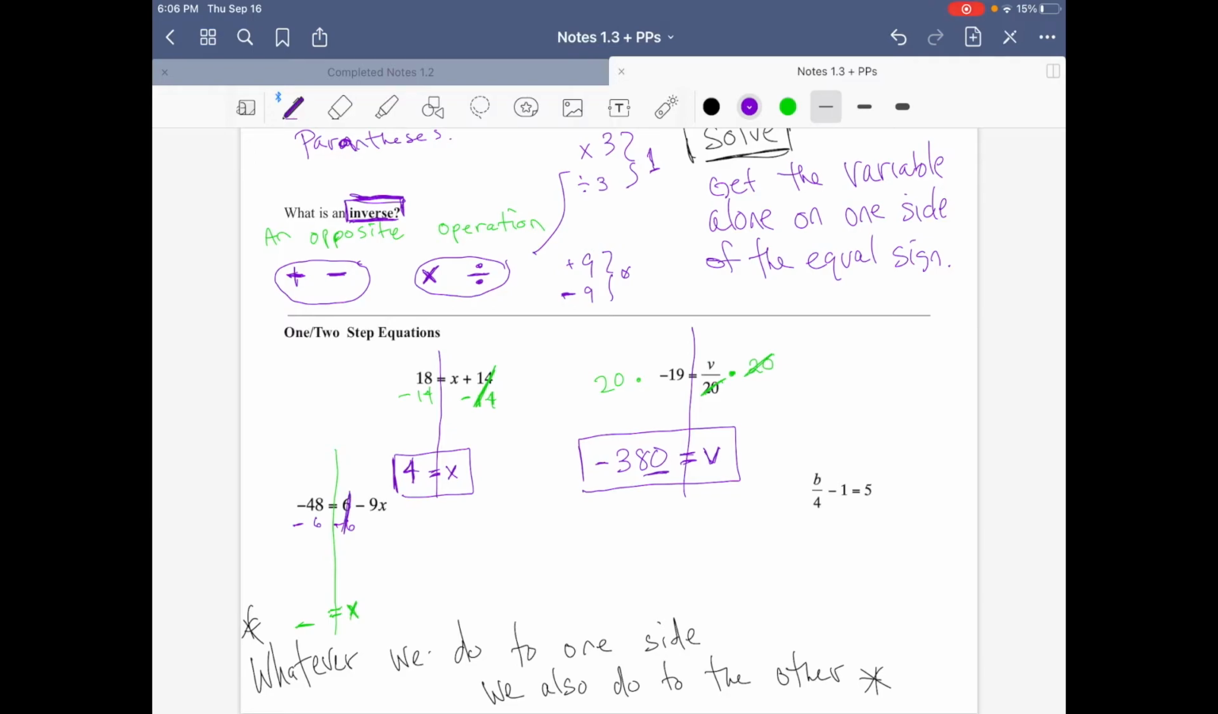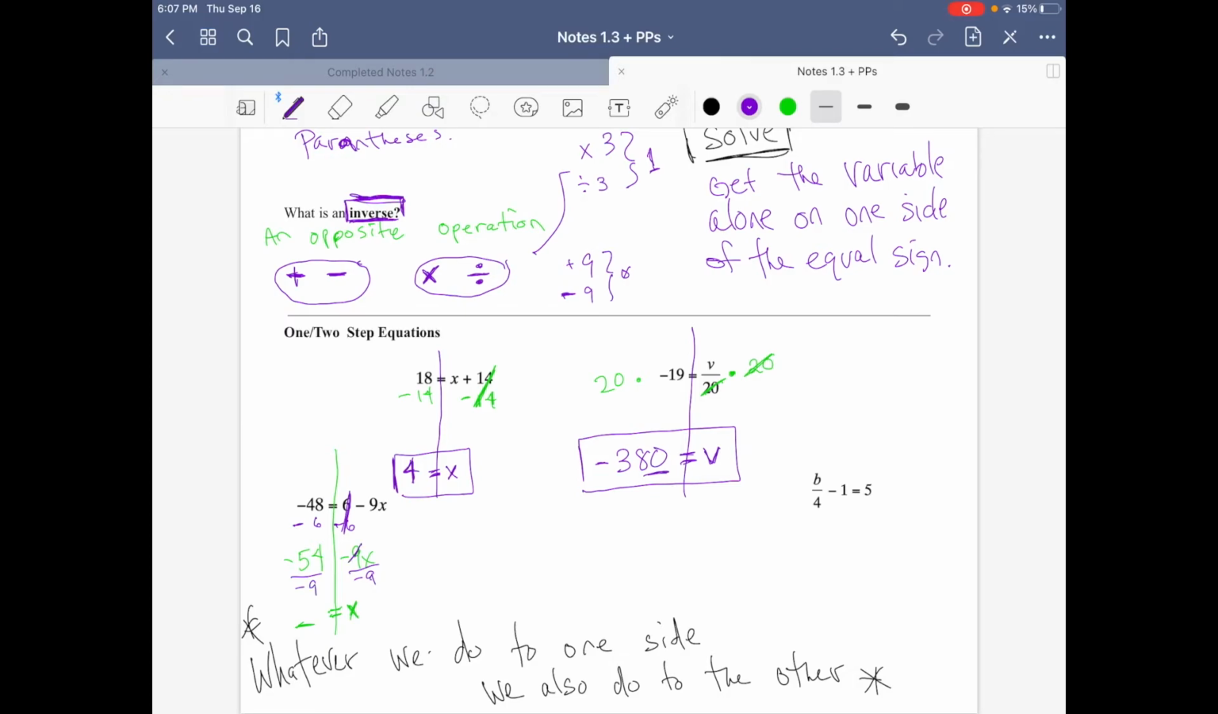So 6 minus 6 cancels out, and I am left with negative 9x. Negative 48 minus 6 gives us negative 54. If I owed you $48 and I borrowed another 6, I would owe you 54. So now I've got this times negative 9x. So the opposite of times negative 9 is going to be to divide by negative 9.